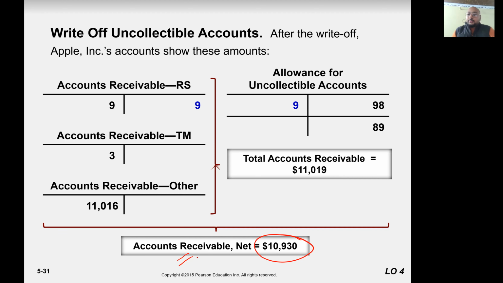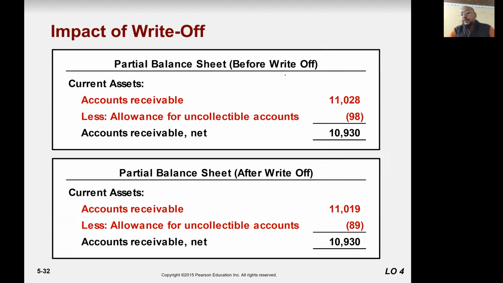All right. So this is the beauty of planning, making a reserve or allowance for uncollectible. So you see, before write-off and after write-off, it is not disturbed. Only allowance decreases and accounts receivable decreases. The net amount that is shown on the balance sheet is the same.